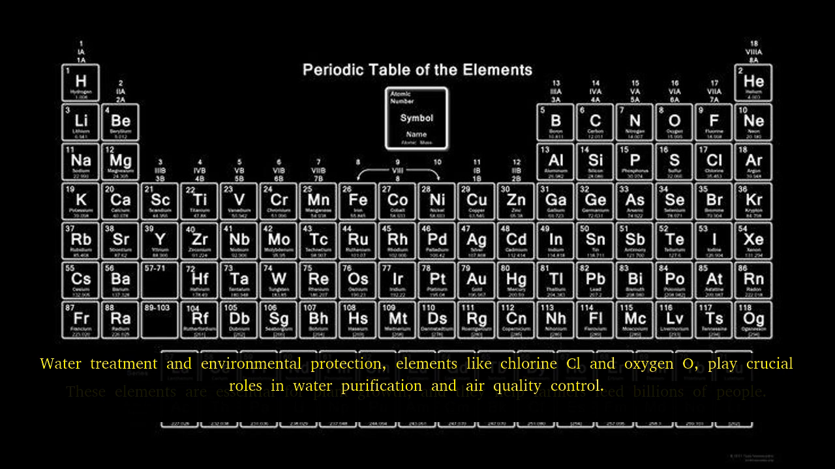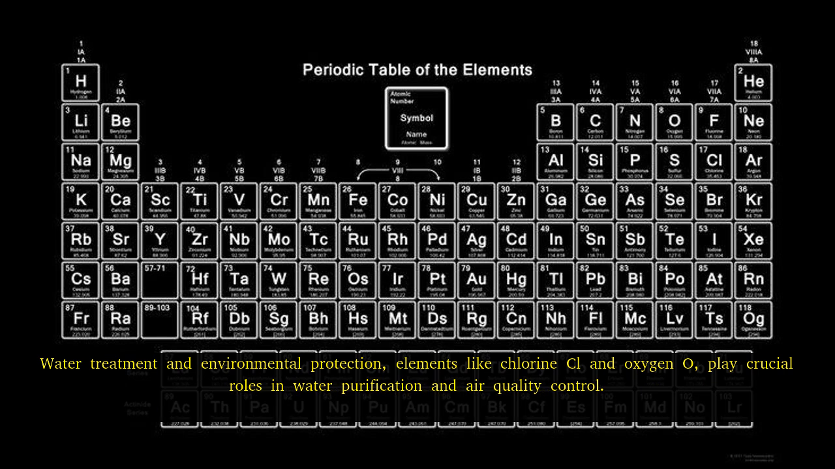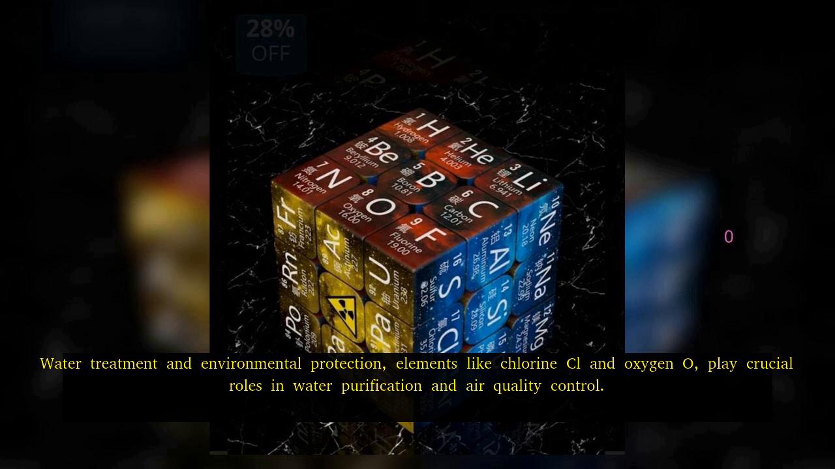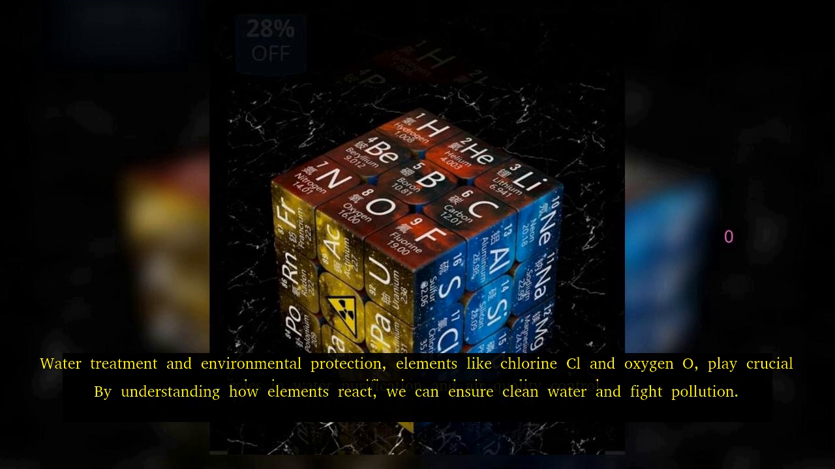Water treatment and environmental protection: elements like chlorine (Cl) and oxygen (O) play crucial roles in water purification and air quality control. By understanding how elements react, we can ensure clean water and fight pollution.